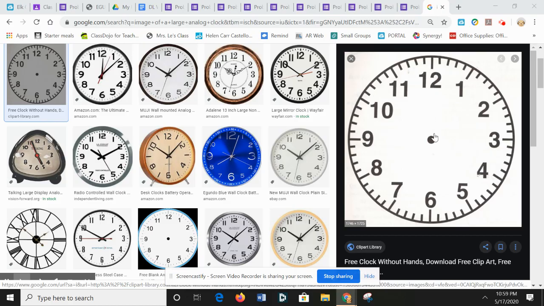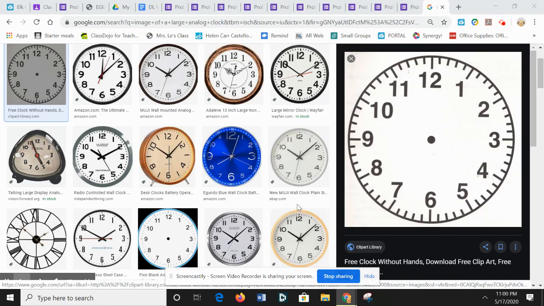I wanted to review briefly telling time, because we had just started going over this right before our school closed. I just want to remind you, this is called an analog clock. It is different from a digital clock. A digital clock is what a lot of us do have in our homes right now, where it just tells you the time. This is called an analog clock, and remember it has an hour hand and a minute hand.